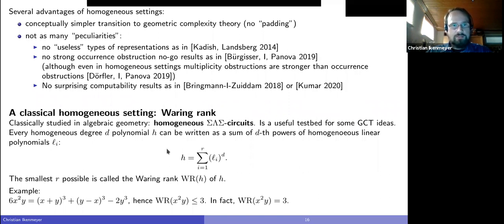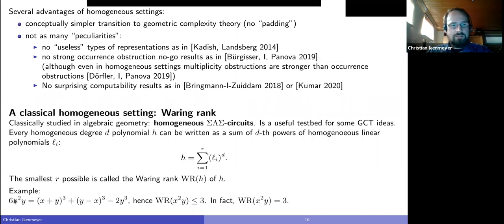So the Waring rank is: you have a homogeneous degree d polynomial, and you want to write it as a sum of dth powers of homogeneous linear polynomials. Again, homogeneous linear, or I just made a typo here. There are numerous typos on the slides. You've probably noticed already. So you take homogeneous linear polynomials and you raise them to the dth power and you sum them up. And you want to get your polynomial. And the smallest r possible is called the Waring rank of your polynomial.